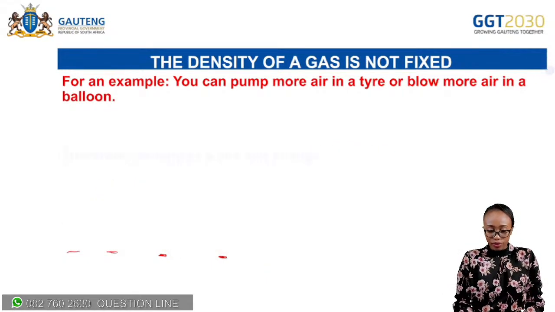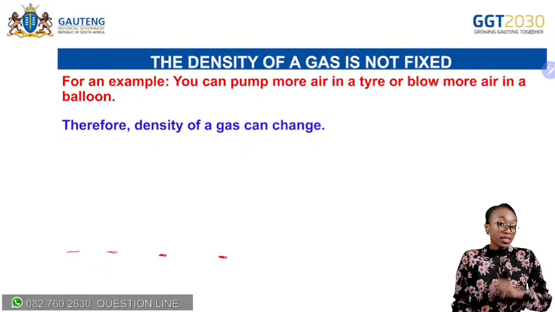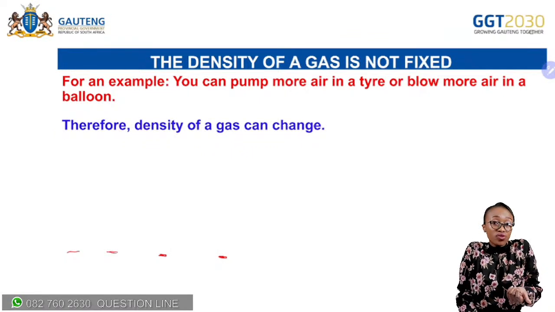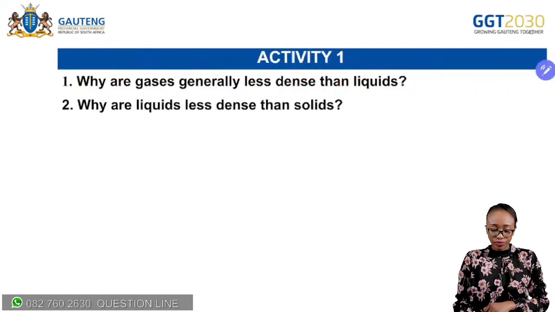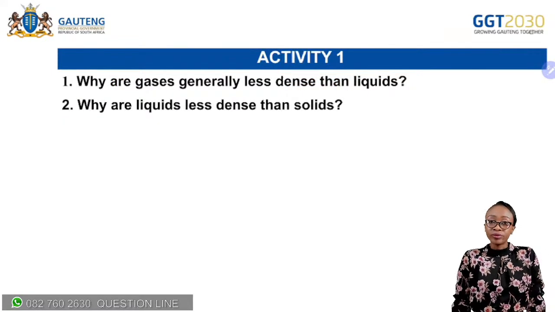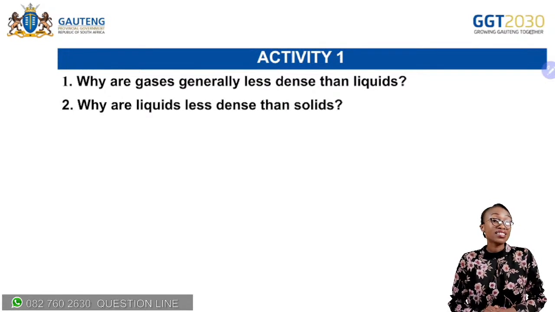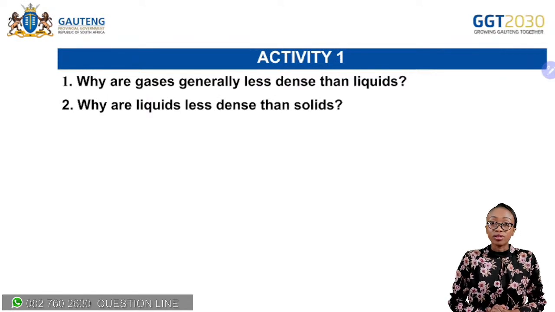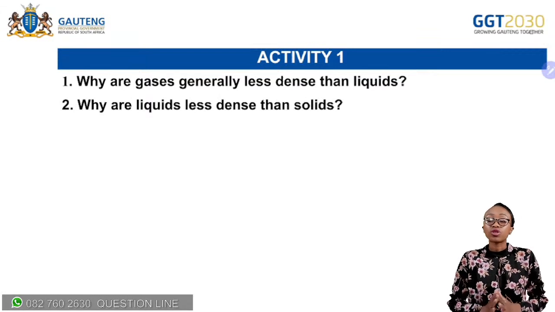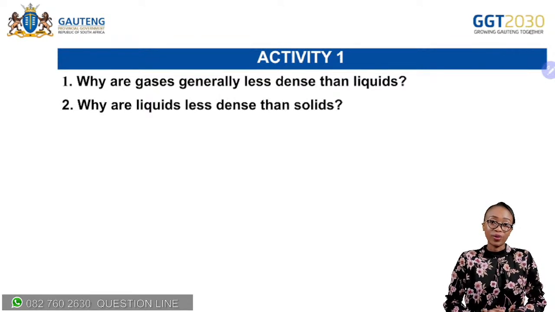All right. So therefore, the density can change. I would have changed the volume, so I can change the density. So let's do activity 1. I'm going to give you 2 minutes to answer these questions, and then we'll do the solutions together. Let's read the questions first. Why are gases generally less dense than liquids? Why are liquids less dense than solids? I'll give you 2 minutes to answer these questions. Do not forget to send through your answers to 082-760-2630.